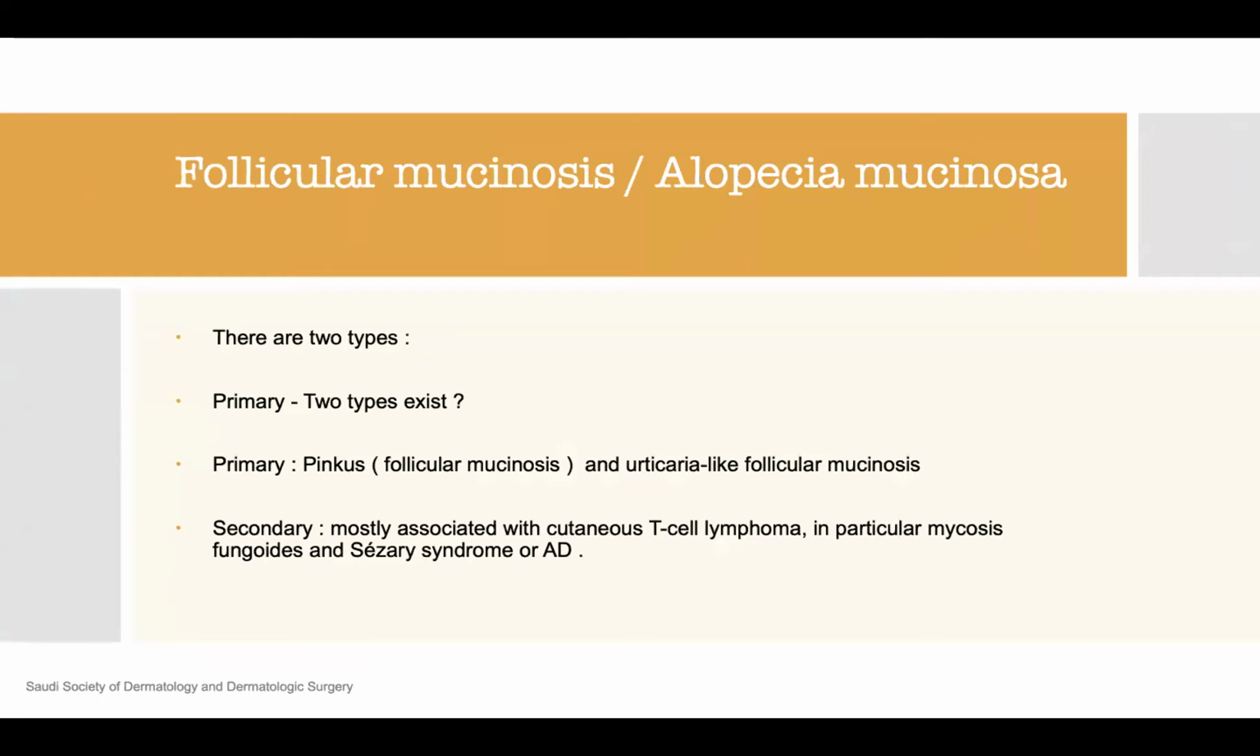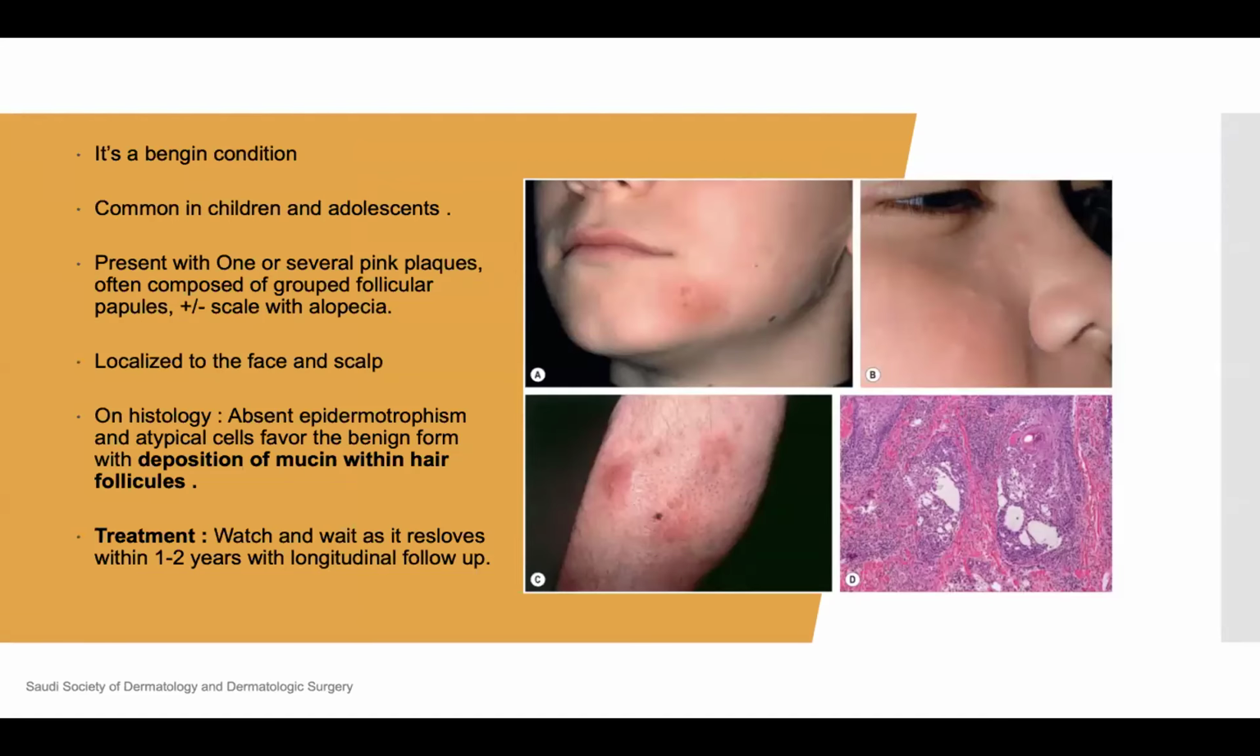Okay, alopecia mucinosa or follicular mucinosis. There are two types. The primary one is known as Pinkus follicular mucinosis or alopecia mucinosa, and urticaria-like follicular mucinosis. The secondary one is usually associated with CTCL and Sézary syndrome. The primary type, Pinkus alopecia mucinosa, is a benign condition, common in children and adolescents. It begins as small pink papules or vesicles, coalesces into plaques associated with alopecia, and is usually found on the face and scalp.